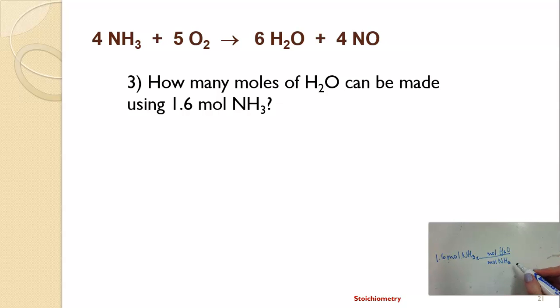I go back to my balanced equation. How many moles of water are in my balanced equation? 6. How many moles of ammonia are in my balanced equation? 4. Okay, I'm going to multiply 1.6 times 6 divided by 4. 1.6 times 6. That's 9.6. And I'm going to divide that by 4. Divided by 4. 2.4. So my final answer, 2.4 moles of water.